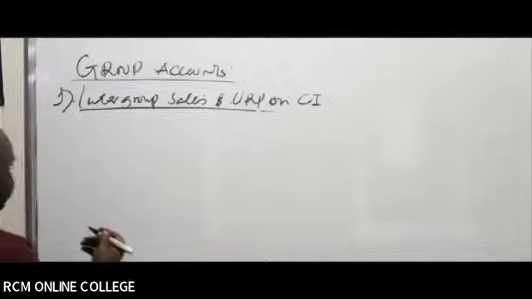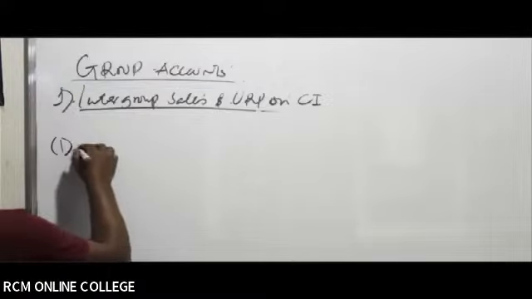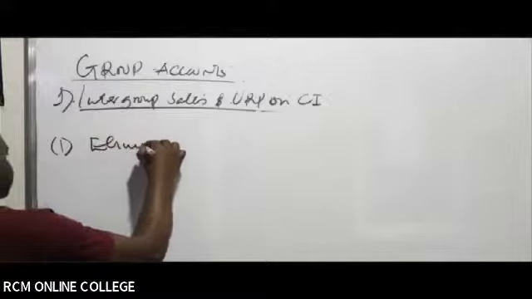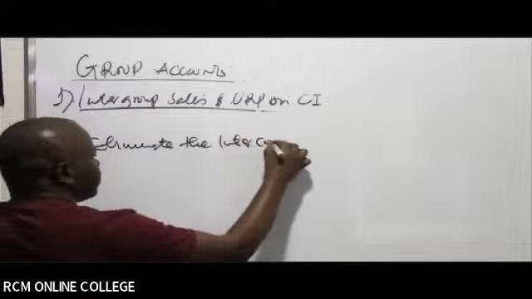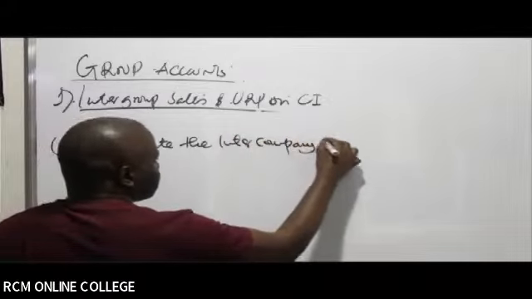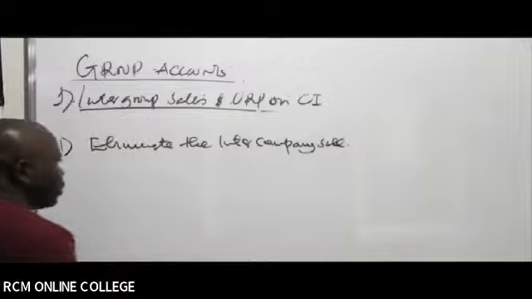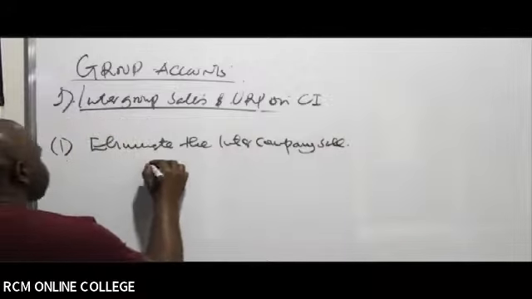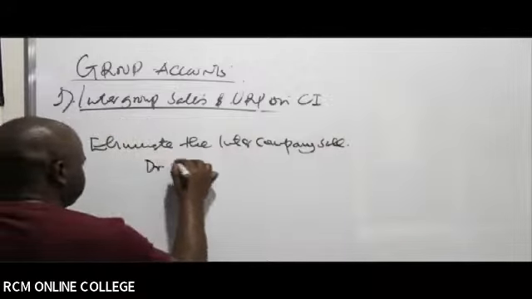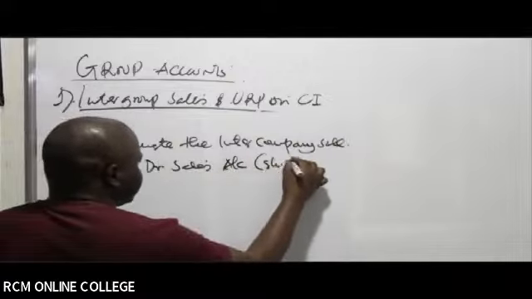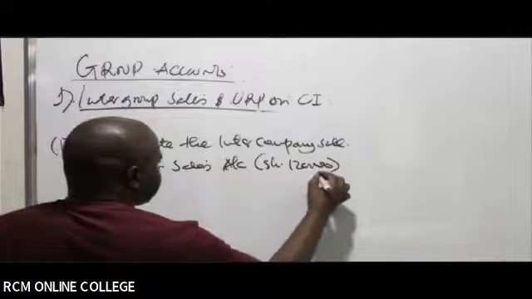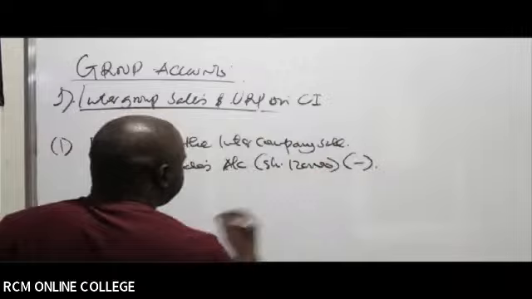Elimination of the intergroup sales. So what you have to do first of all is eliminate the intercompany sales. The intercompany sales, of course, is likely 120,000. So in this case, it means we debit the sales account, shillings 120,000. This basically means we are deducting from the sales.